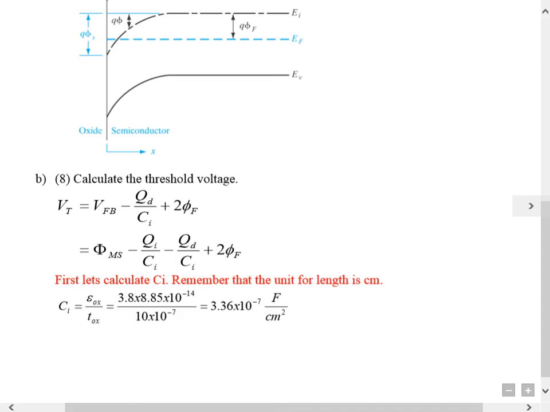All right, and the thickness of the oxide, 10 times 10 to the negative 7, the negative 7 here is because it's given in centimeters. So 10 nanometers is 10 times 10 to the negative 9 meters, but since we have to convert to centimeters, that's why it becomes 10 to the negative 7. So this is calculated in terms of farads per centimeter squared.